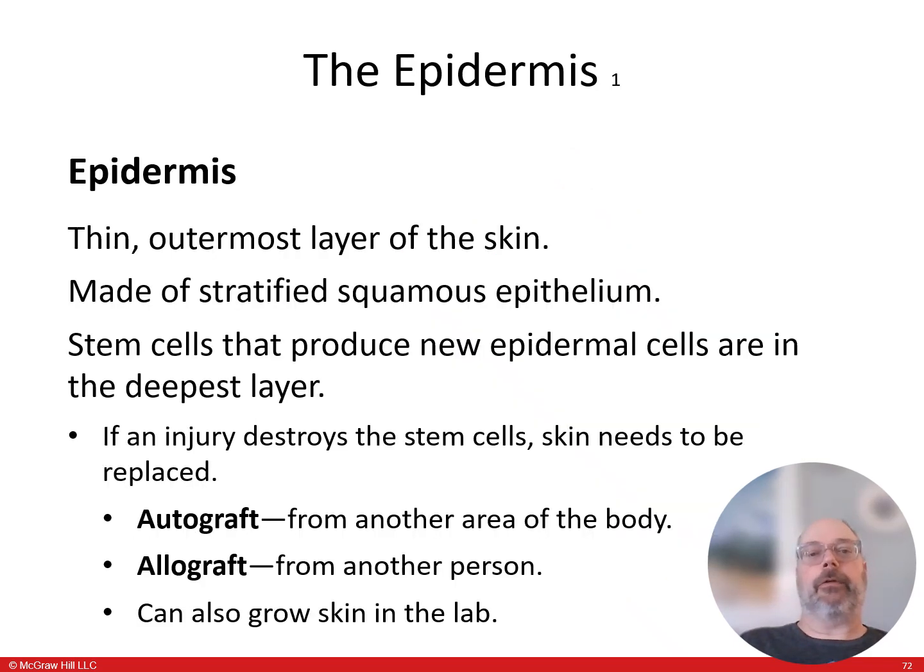All right, so the epidermis is the thin outermost layer of skin, stratified squamous epithelium, and the stem cells that make our new skin are in the deepest layer. If an injury destroys the stem cells, skin needs to be replaced. You can do an autograft from another area of the body, or what's called an allograft from another person. Skin is not commercially available yet to the general public, but it can also be grown synthetically in a lab just from cells in dishes.